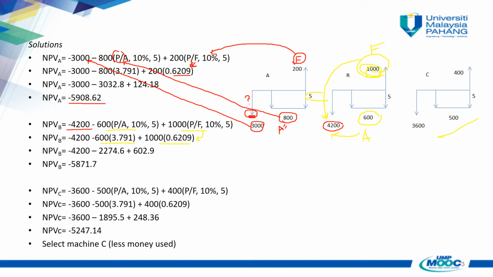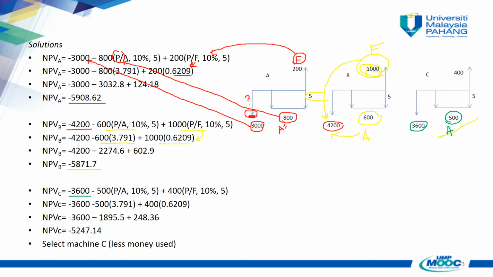And then once we compile all of these values, we see that the NPV value for B is negative 5,871.7. Let's see the third calculation, the NPV C. For the NPV C here, we buy at 3,600, no problem here. And then minus 500 here. This 500 is our A per annum.